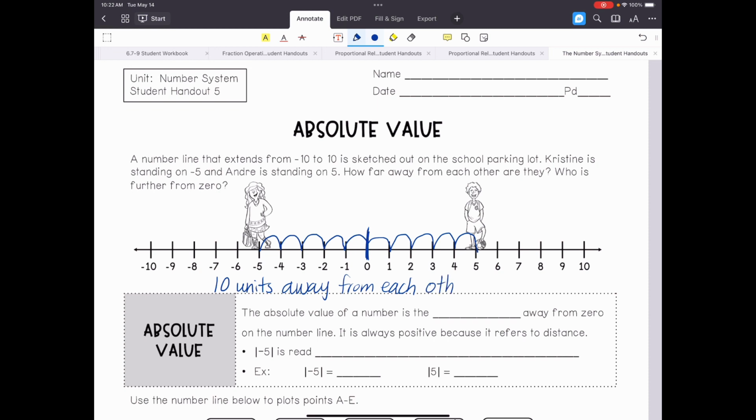And that's a great example of what we're actually talking about: we're talking about distance, and distance isn't negative. So 10 units away from each other means that if they were to take those 10 steps from one person to the other, they would end up meeting.